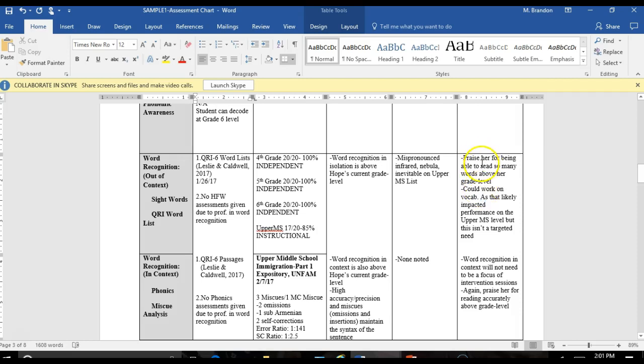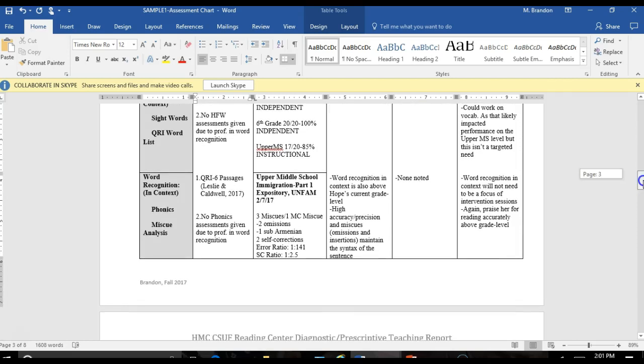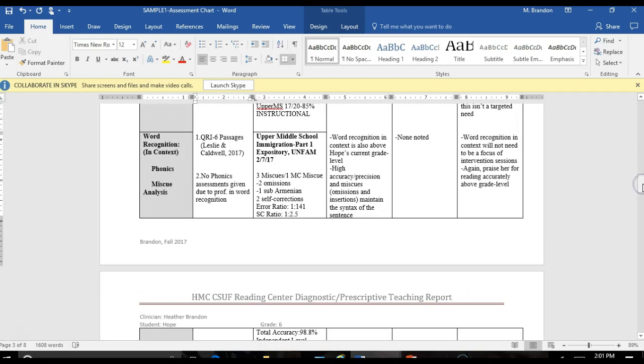I do want to make sure I praise her for reading word lists at an upper middle school level, 2 grades above her current grade, because that is phenomenal. And I think it would be important to hear that she is a proficient reader because she has low self-concept.